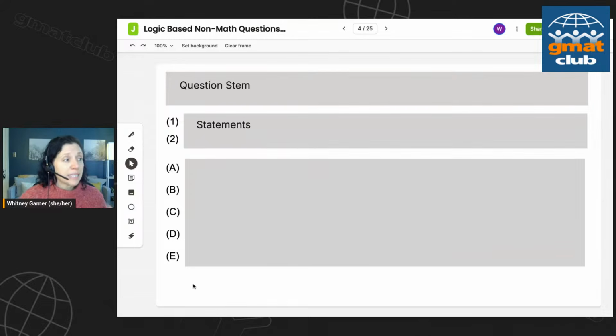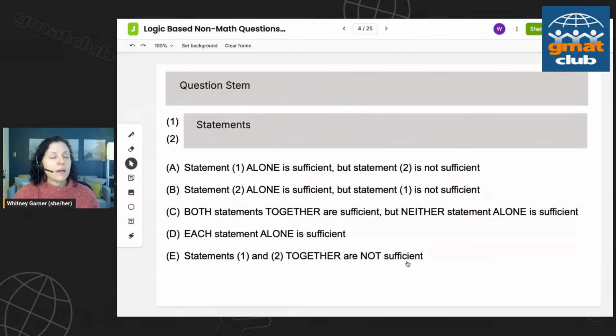I highlight this as something quite important because the answer choices for data sufficiency will always look like this. I want you to take a moment to scan these answer choices and think about, okay, so what does data sufficiency test?